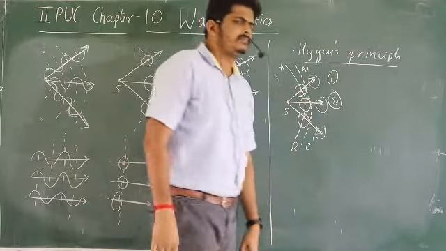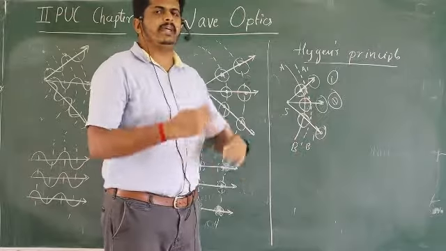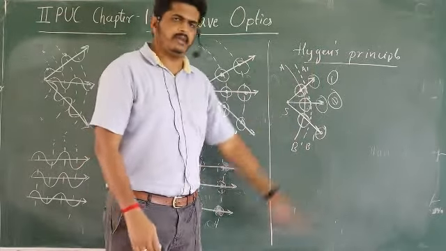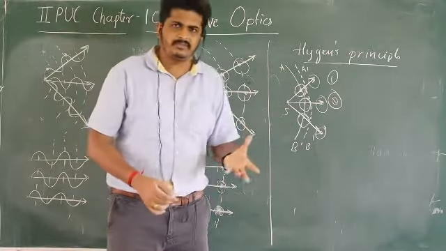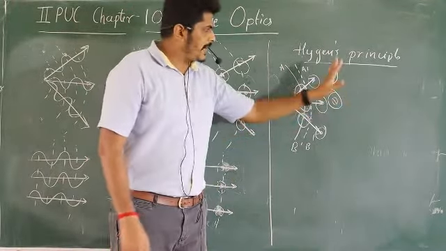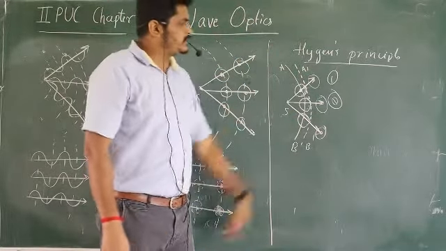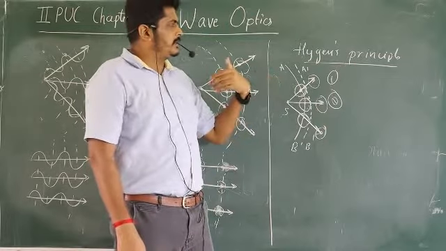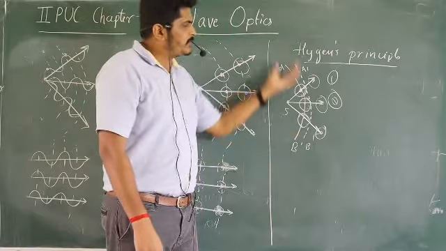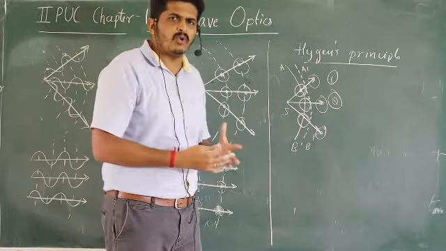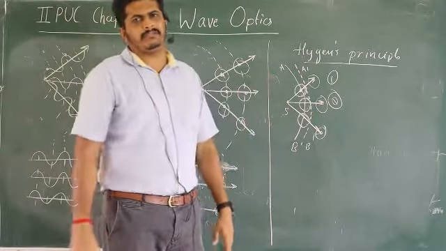First point, the primary wave: each point on the primary wavefront behaves as a source of secondary wavefront. That means the primary wavefront looks like what? Individual small sources. Second one, the tangent drawn, or the surface in which the tangent is drawn, in which the secondary wavefronts we are going to discuss, they actually behave as what? A new source of wavefronts.